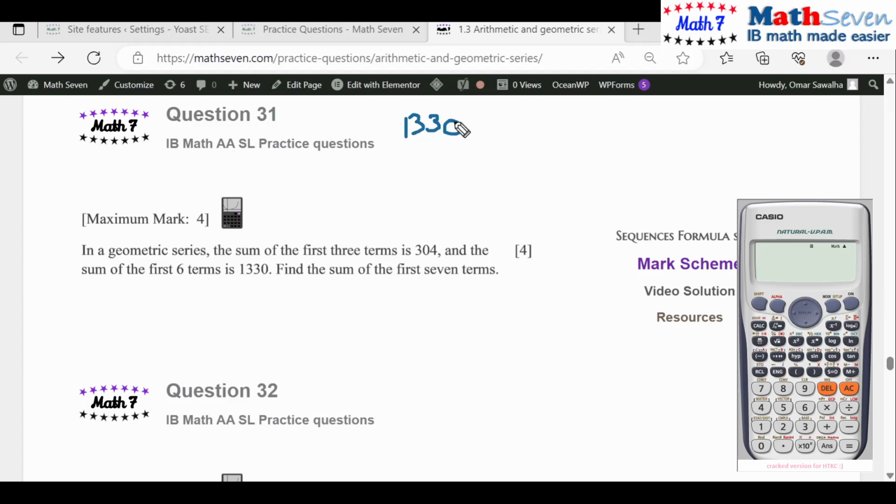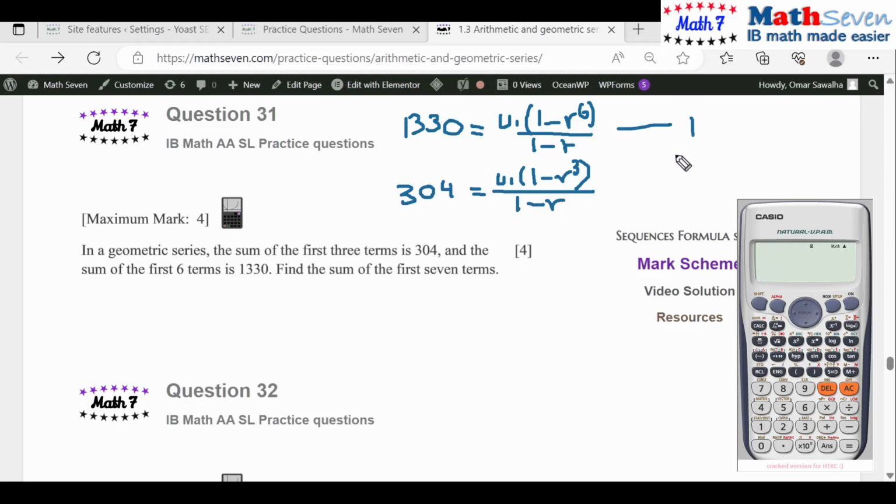The sum of the first 6 terms, 1330, equals u1 times (1 minus r to the power of 6) over (1 minus r). And the sum of the first 3 terms, 304, also equals u1 times (1 minus r to the power of 3) over (1 minus r). Now look, students, I'm going to divide the first equation by the second.